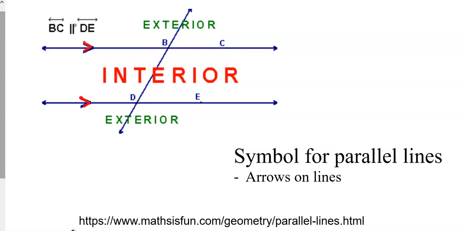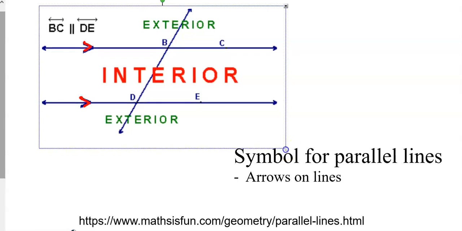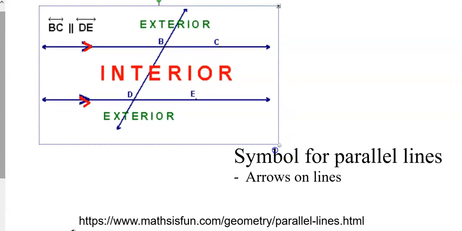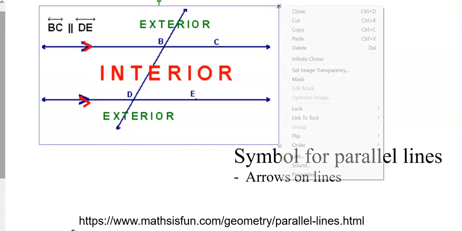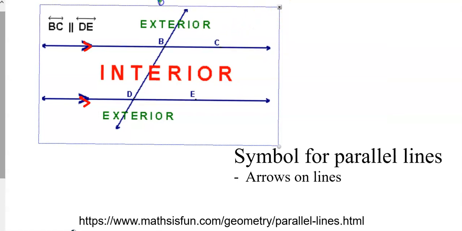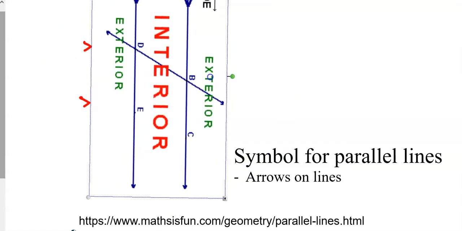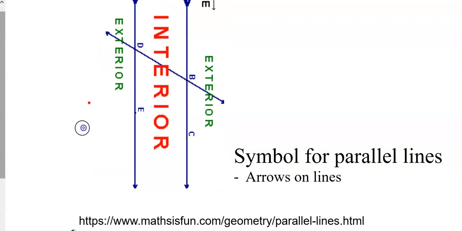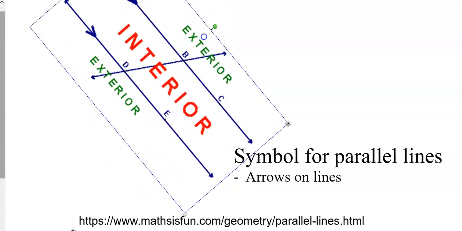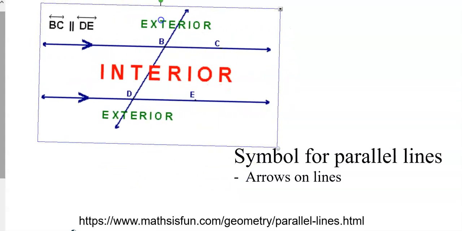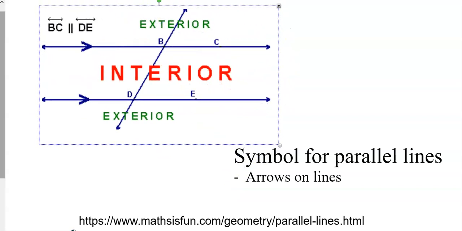In between the two parallel lines is what we call the interior, and above and below can be exterior. But remember, this could also be rotated. Let me try to rotate this. Here we go. That now changes, I can erase these here, the interior. So depending upon where this figure is, however the parallel lines are, in between them will be the interior.